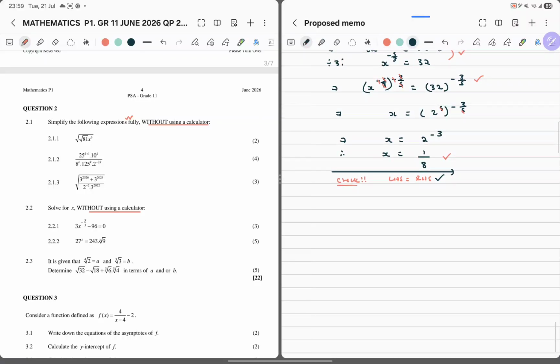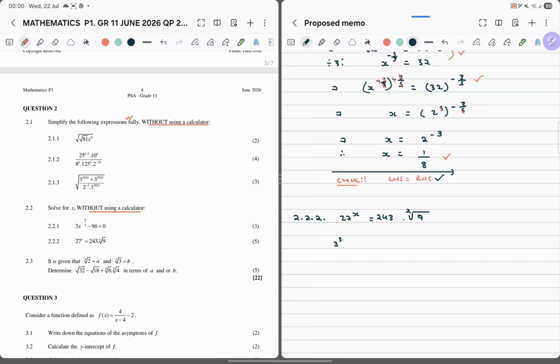Right. Let's get to the next one. 2.2.2. We have to solve 27 to the exponent x is equal to 243 times the xth root of 9. Okay, cool. So this is not a problem. We've got 27. We can choose to express this in terms of 3, or I think let's do the prime base business.